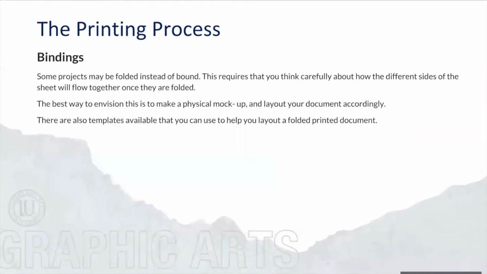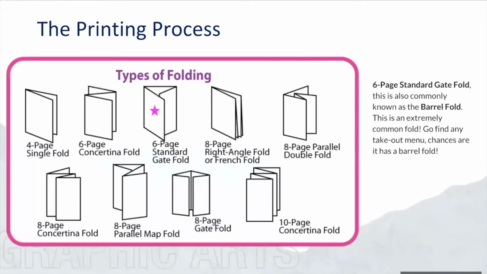So some projects might be folded instead of bound, and that also requires you to think carefully about how the different sides of the sheet are going to flow together once they're folded. The best way to envision this is to actually make a physical mock-up and lay out your documents accordingly. There are templates available that'll help you to lay out a folded printed document. So here are some of the different types of folding.